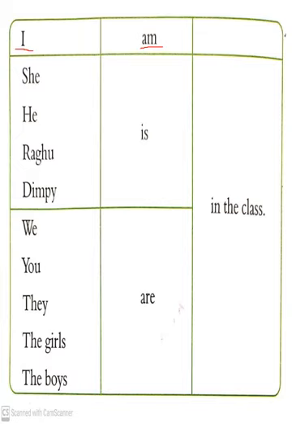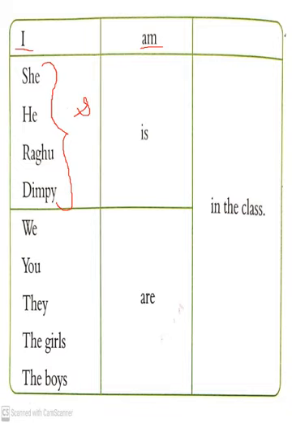Next, she, he, Raghu, Dimpy, these all are singular in number. Singular means these all are one in number. So the pronoun or the name which are one in number, we are going to use is with those pronouns or names.